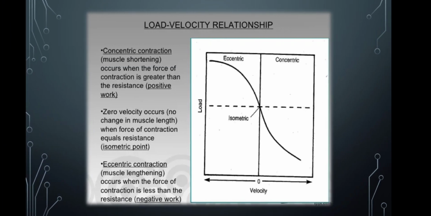Load-velocity relationship. Concentric contraction occurs when the force of contraction is greater than the resistance. Zero velocity occurs when the force of contraction equals the resistance. And eccentric contraction occurs when the force of contraction is less than the resistance.